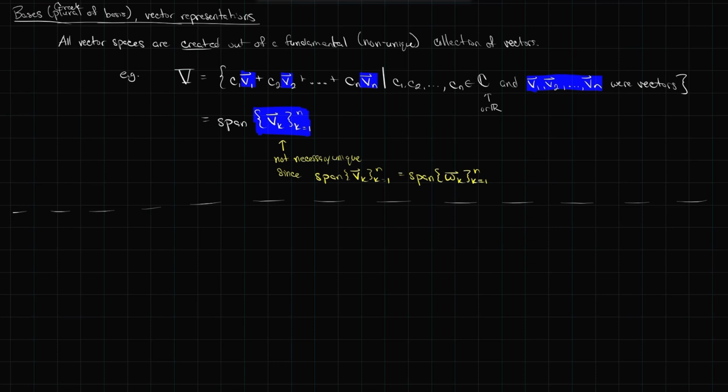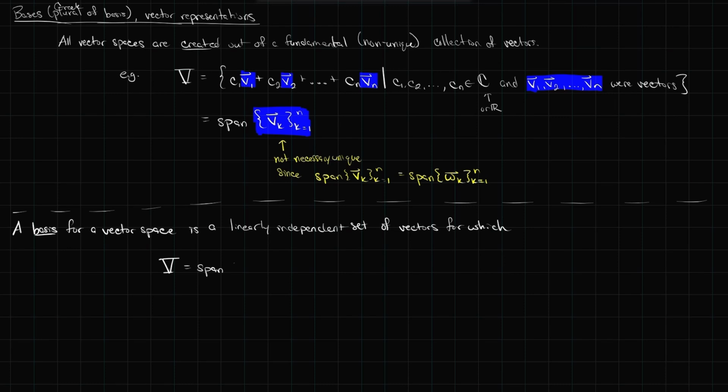And that's really what the basis is. So I'll define the basis now. A basis for a vector space is a linearly independent set of vectors for which V, the vector space, equals the span. I haven't written V or the set there, so I will do that now. There I've added in that the vector space is V and then the set is the basis.